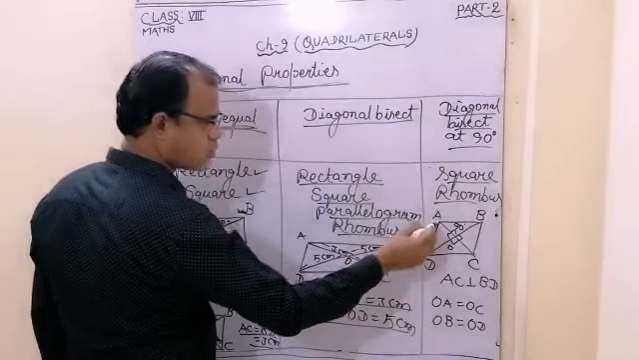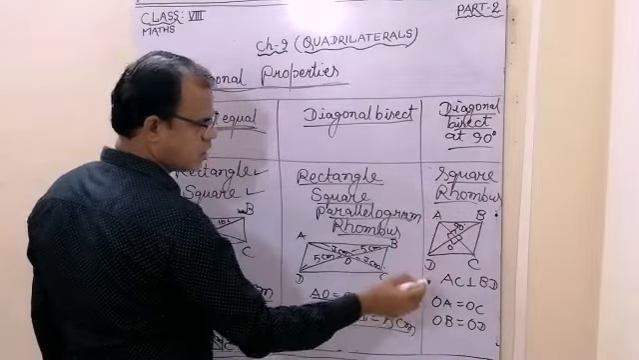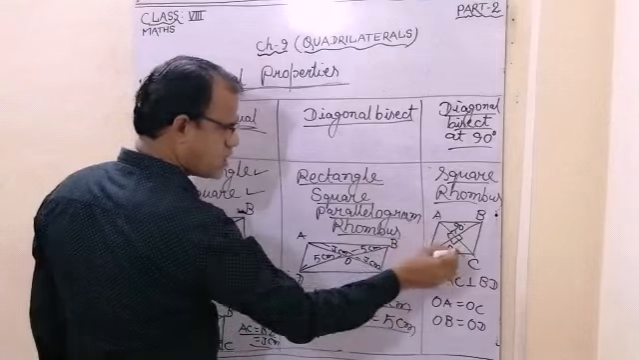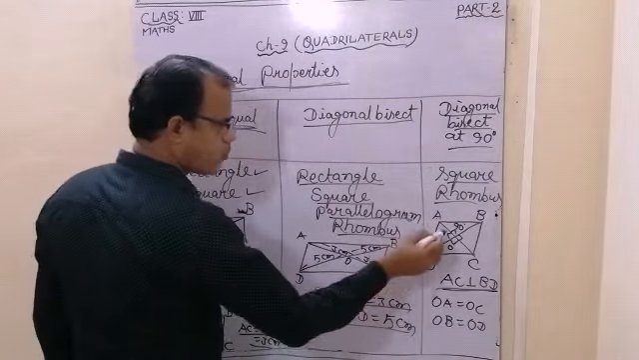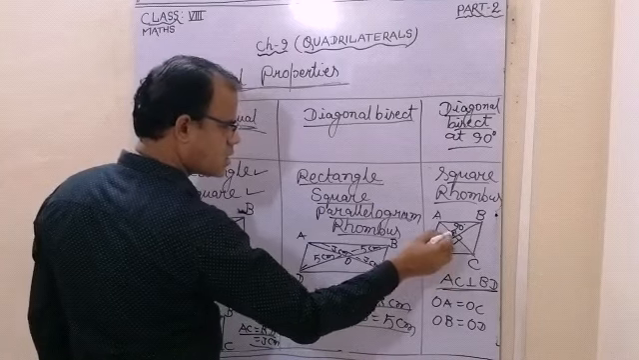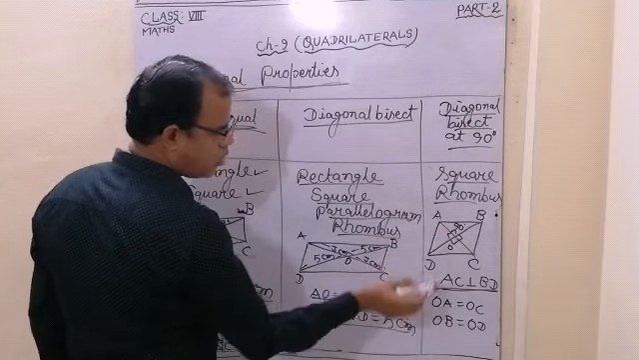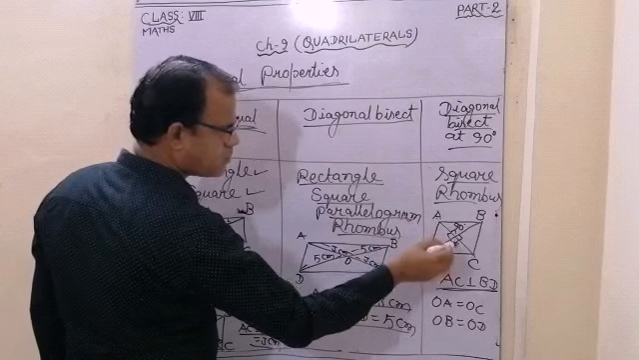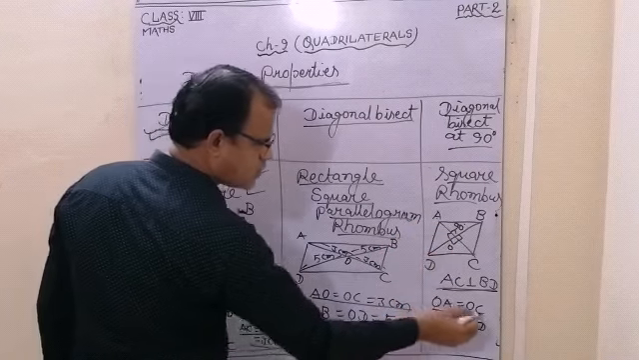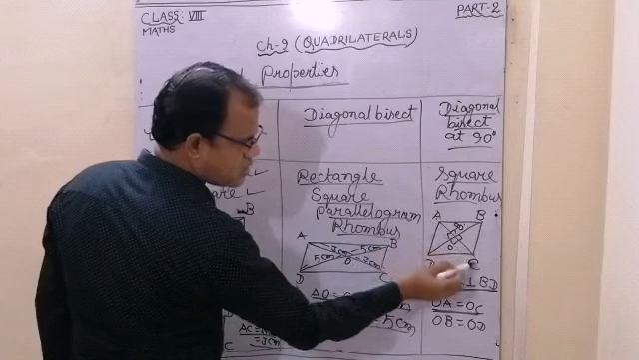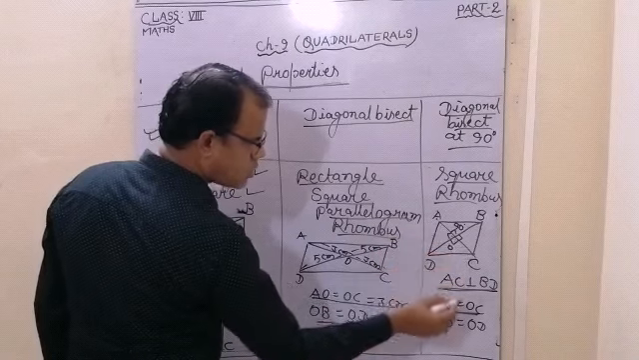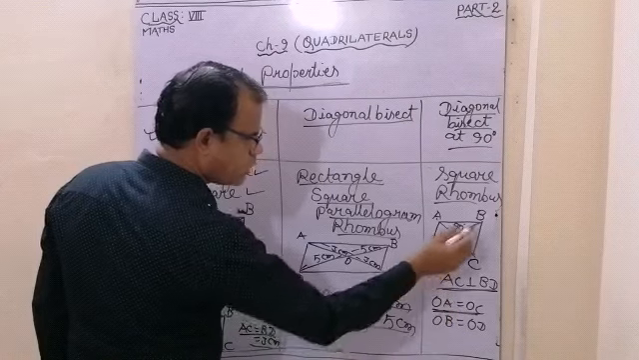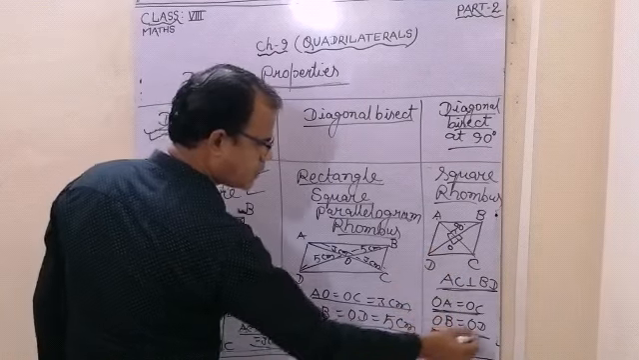Diagonals bisect each other. Suppose ABCD is a rhombus. Here you can see diagonal AC and diagonal BD are perpendicular. So they intersect at 90 degrees, and also they bisect each other. AC is a diagonal which bisects at O, so AO equals OC and OB equals OD, like that.